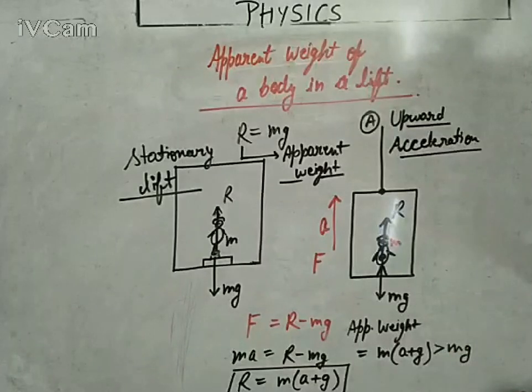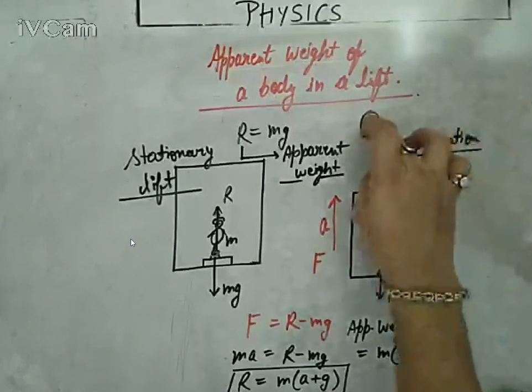So you can say the person will experience greater weight, and it happens as soon as the lift starts to move in the upward direction. You always feel that you are being attracted in the downward direction by something. So you will experience increased weight, that is apparent weight, when a lift is being accelerated in the upward direction.